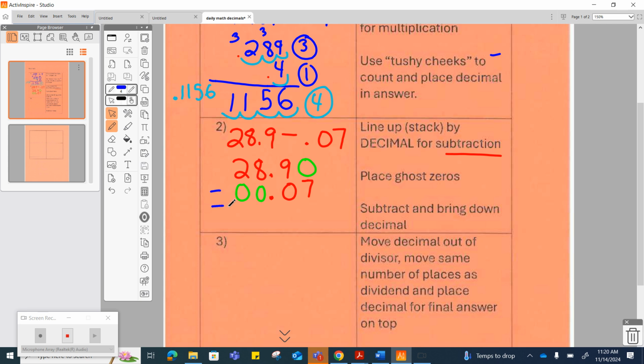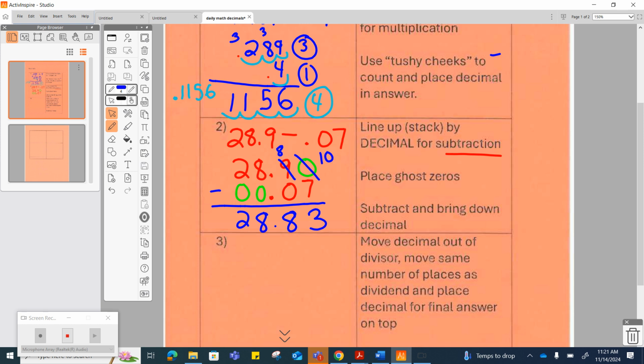So I can't do 0 minus 7, but I can regroup. 10 minus 7 is 3. 8 minus 1 is 8. 8 minus 0 is 8. 2 minus 0 is 2. So my answer is 28.83.